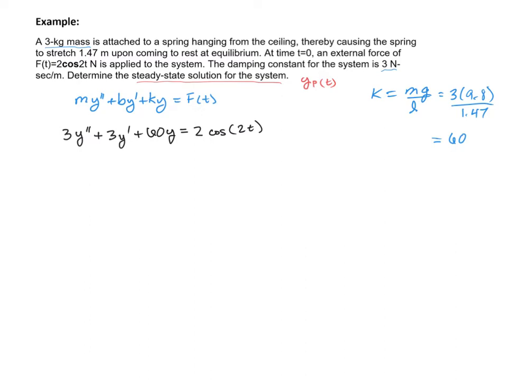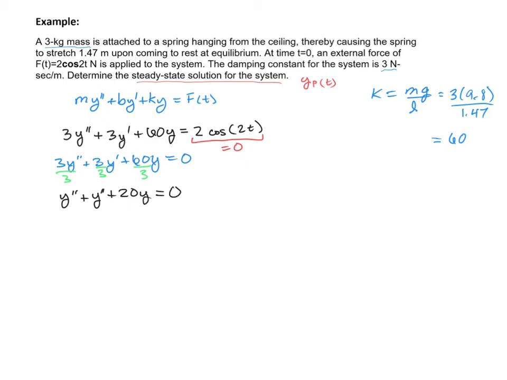So the very first thing you always want to do is take a look at finding the general solution. So we're going to first set our forcing term equal to 0 and look at just solving 3y double prime plus 3y prime plus 60y is equal to 0. If you divide through by 3, that turns into y double prime plus y prime plus 20 times y is equal to 0.